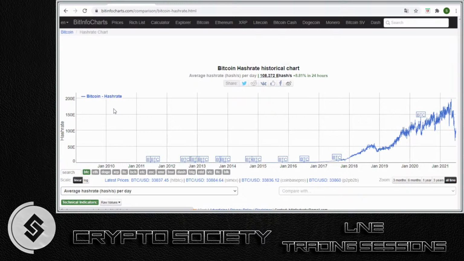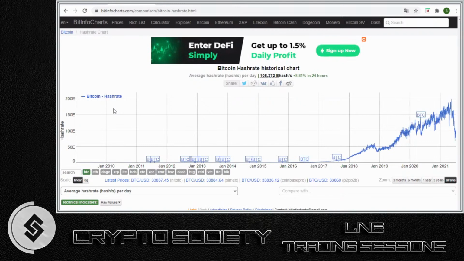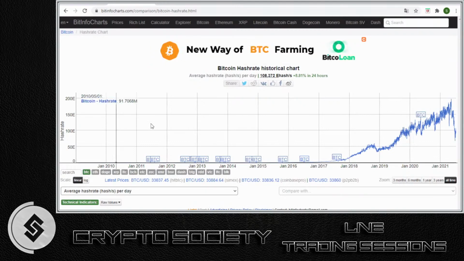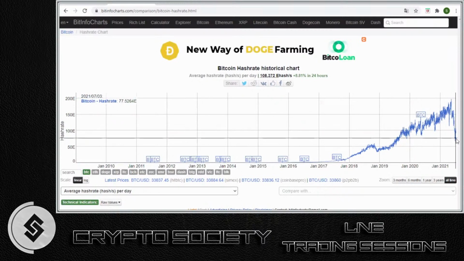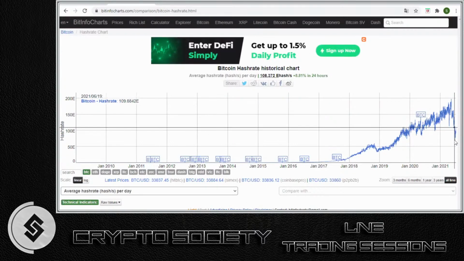As you know, in China, the mining machines have been shut down, the mining power has fallen, the hash rate has fallen, and as you saw, the fees are still very low. Look how huge this hash rate dump was here. Very, very huge dump.